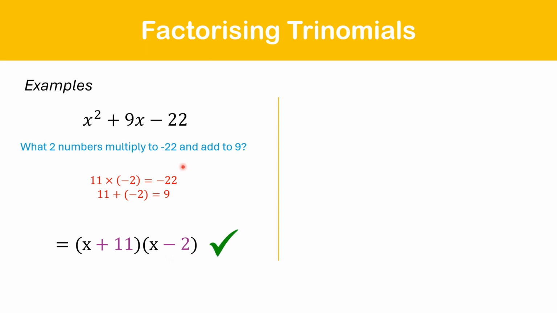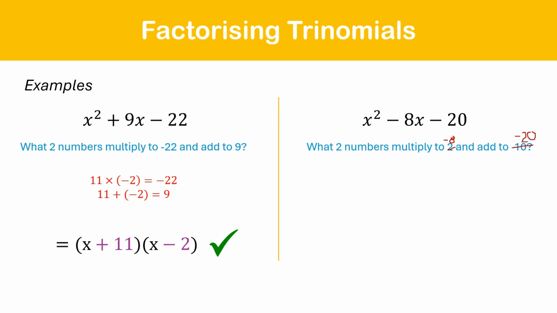We're going to look at one more, which involves negatives, and then it'll be on to you to practice some. So x squared take 8x take 20. Let's say we need to work out two numbers that multiply to, not 2, that's supposed to be 2, negative 8. So it didn't get updated. Let's say we need two numbers that multiply to negative 20 and add to negative 8. So what could those numbers be? Well, 2 times negative 10 gives us negative 20. And 2 plus negative 10 means 2 take 10, which means negative 8.